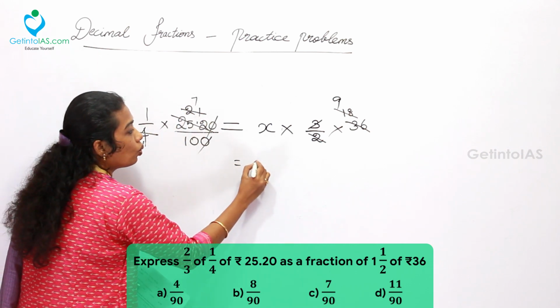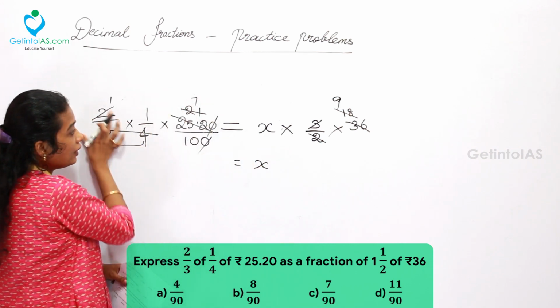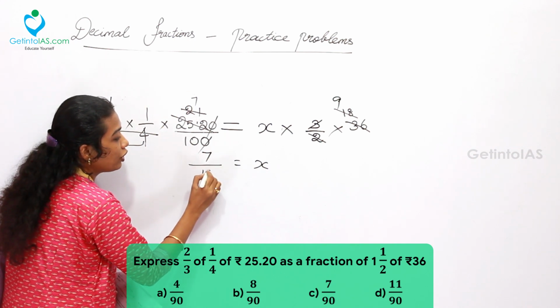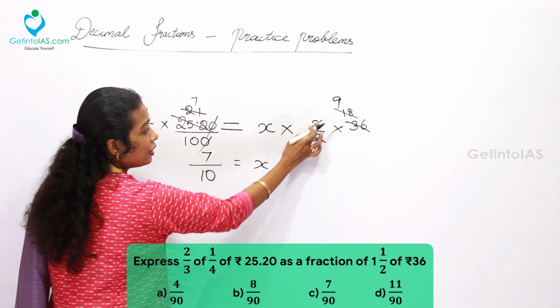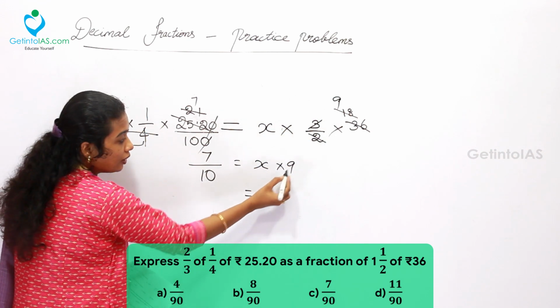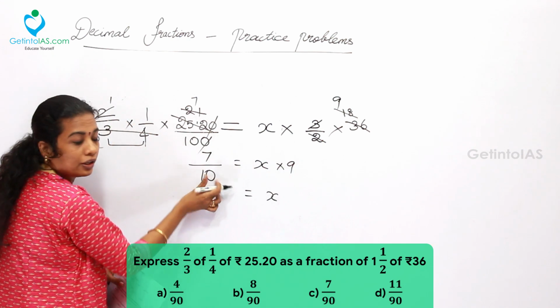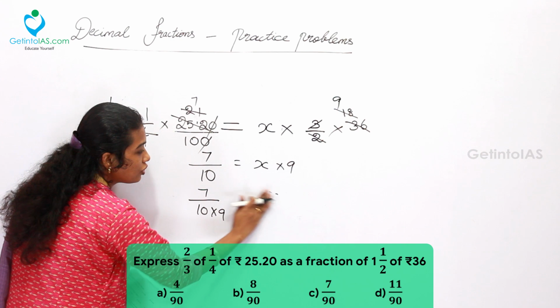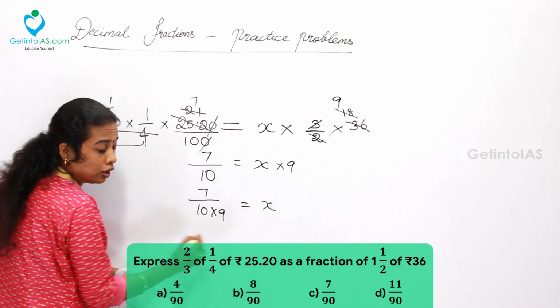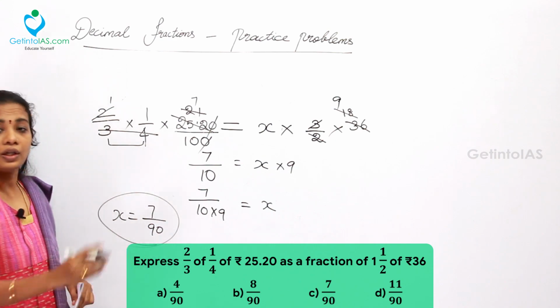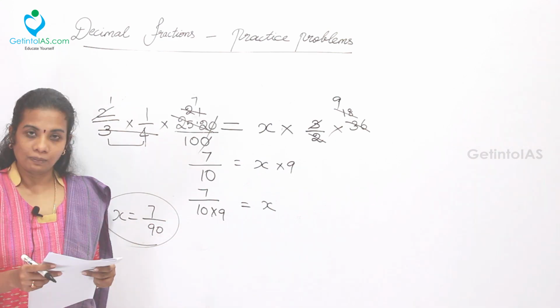Now what is x? Here we got 7 in the numerator and in the denominator we got 10. And here x into 9 we got. So what is the value of x? For that we want to bring this 9 over here. 7 by 10 into 9, which is going to be x, right? So x is equal to 7 by 90, which is given in option C.